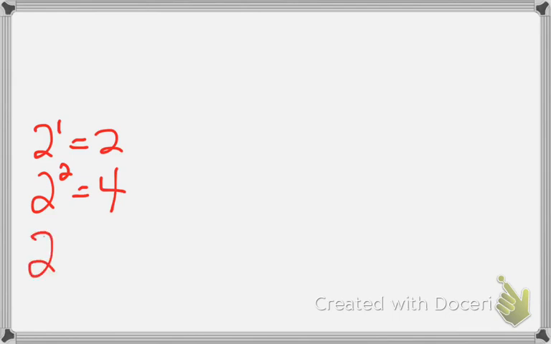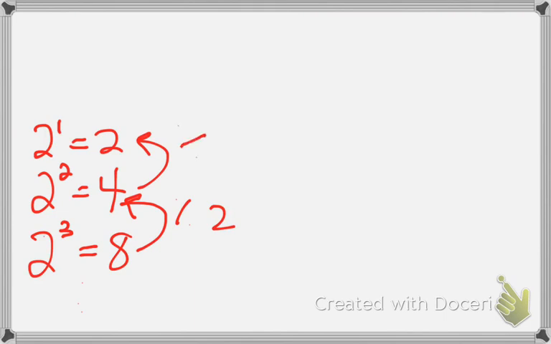Okay, so let's write it this way. 2 to the first power equals 2. 2 squared equals 4. 2 cubed equals 8. We can keep going with that, like 2 to the fourth equals 16, and so on. Now, what are we doing every single time we come back here? We're dividing by 2. Here I divided by 2.